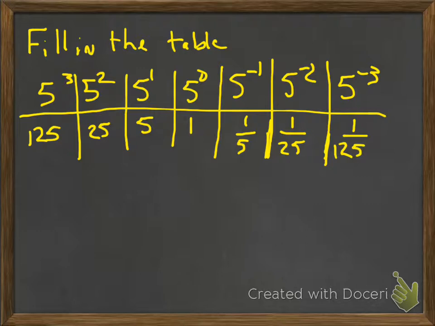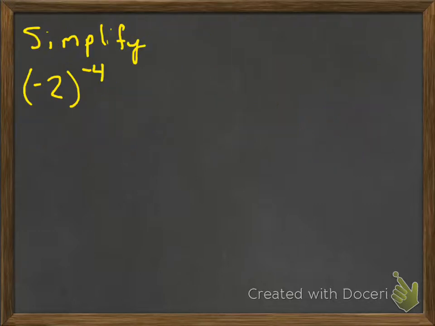Now let's look at some simplifying and some examples, and then we'll be pretty much done. Simplify negative 2 to the negative 4 power. Now remember, that negative is going to become 1 over negative 2 raised to the 4th power. And then negative 2 raised to the 4th power is 16. So that should be 1 over 16.